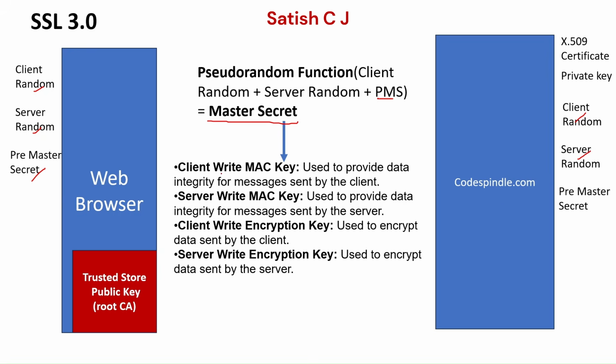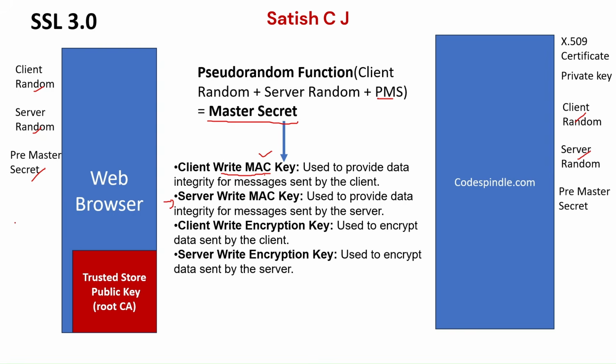One is the client write MAC key. This is used for providing data integrity for messages sent by the client, so it's used for generating the MAC. Whenever a MAC is generated from the client to the server, this key is used. Then the server write MAC key: whenever a MAC is generated and sent from the server to the client, this key is used.